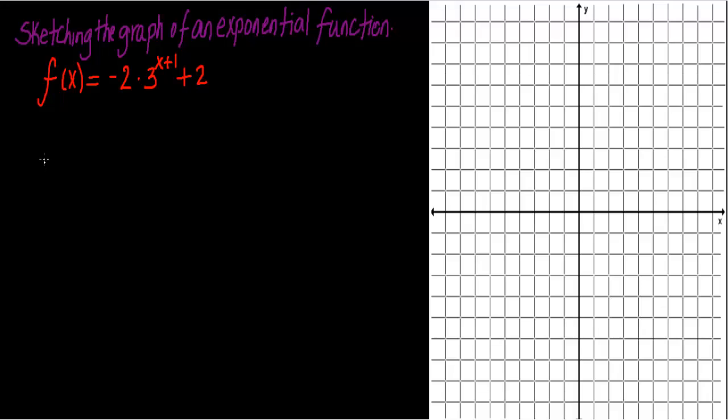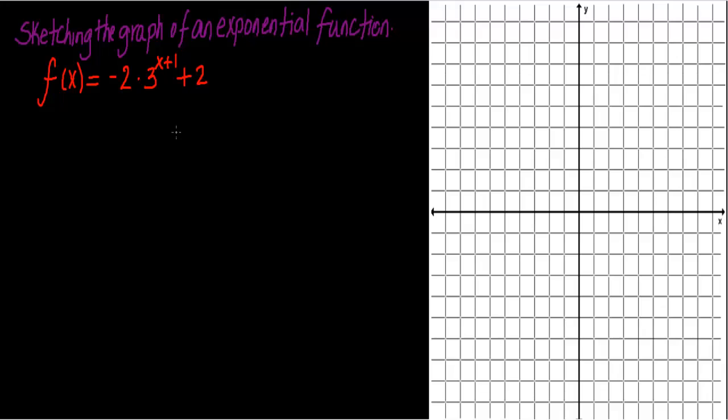Here's our second example on sketching the graph of an exponential function. Here is the function: negative 2 times 3 to the x plus 1 power, plus 2. Notice that I will have a reflection in this function, so we have to be very careful about this. And also notice I have a plus 2. That means I'm going to move up 2, which means my horizontal asymptote will move 2 upwards also.